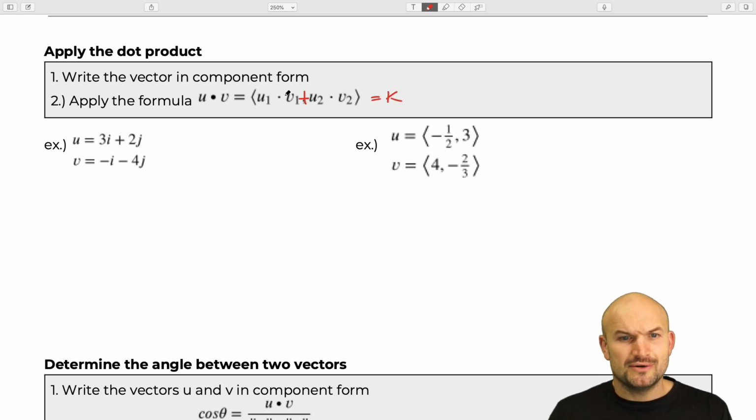I'm not really sure what happened here. So let's go ahead and actually rewrite. I'll have to go and fix that. So there are no parentheses there.